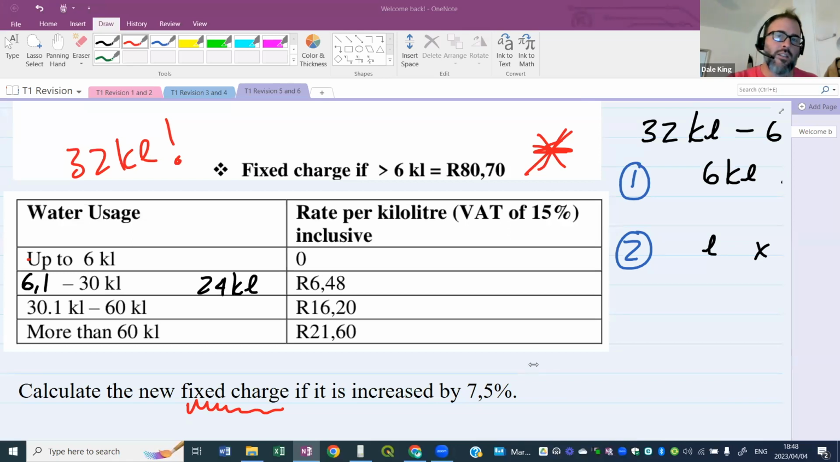32 kiloliters, guys. Come on now, you can do it. There's the table. Follow the same process. It's going to change a little bit at the end, though.